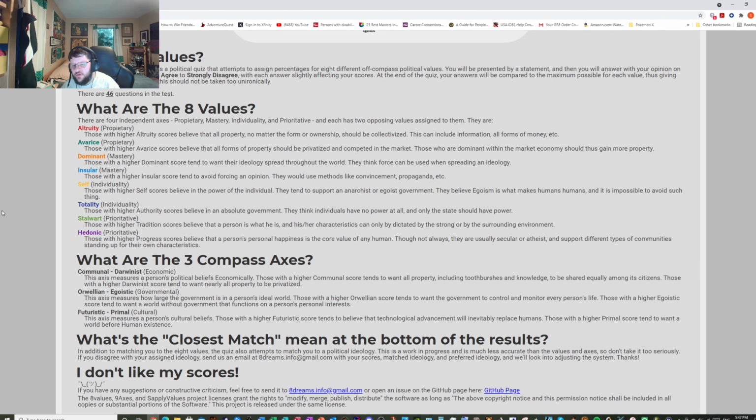Stalwart versus hedonic in the priorative axis. Those with higher tradition scores believe that a person is what he is. His or her characteristics can only be dictated by the strong or surrounding environment. Those with higher progress scores believe that a person's personal happiness is the core value of any human. Though not always, they are usually secular or atheist and support different types of communities.